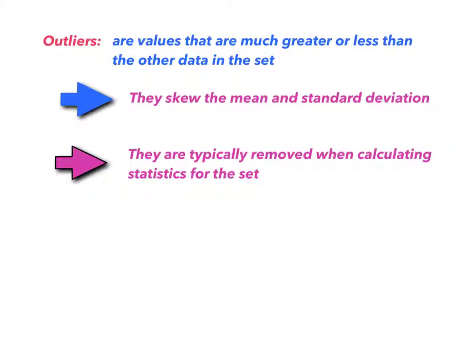The last term that I would like to review is outliers. Outliers are values that are much greater or much less than the other data in the set. So they are way off from the other numbers. And they skew the mean and standard deviation, of course, and so we typically remove them when we calculate any statistics for the set.